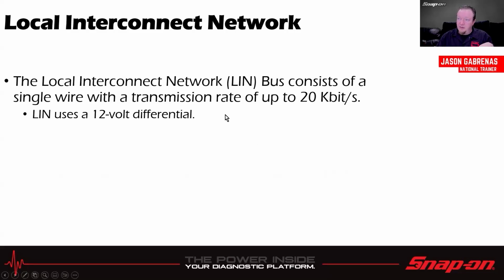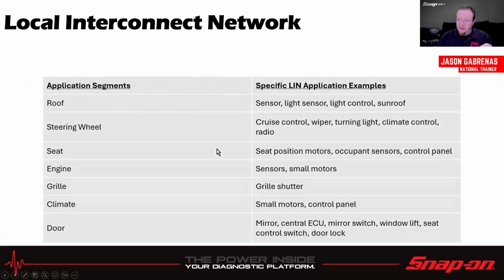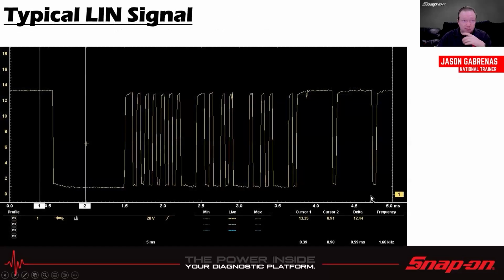LIN bus consists of a single wire with a transmission rate of up to 20 kilobits per second, and it uses a 12-volt differential. So things like roof, sunroof, any of the switches on your steering wheel are more than likely going to be LIN bus nowadays. Seat motors and switches, sensors and small motors on the engine even, grill shutters, things like that. Things that are small: mirrors, mirror switches, window lifts, seat controls, door locks, door motors, that sort of thing.